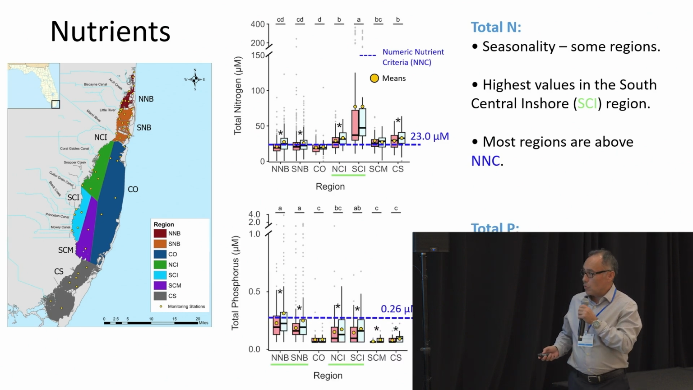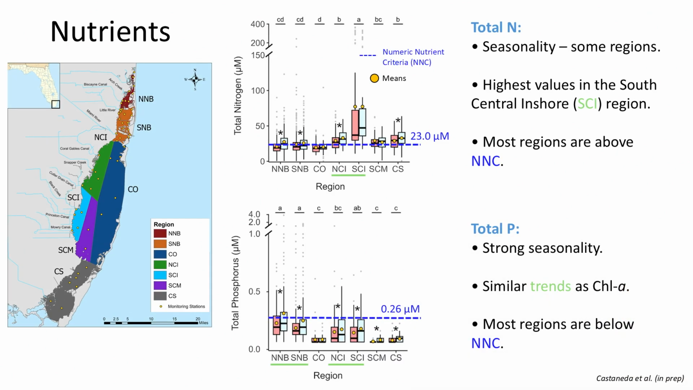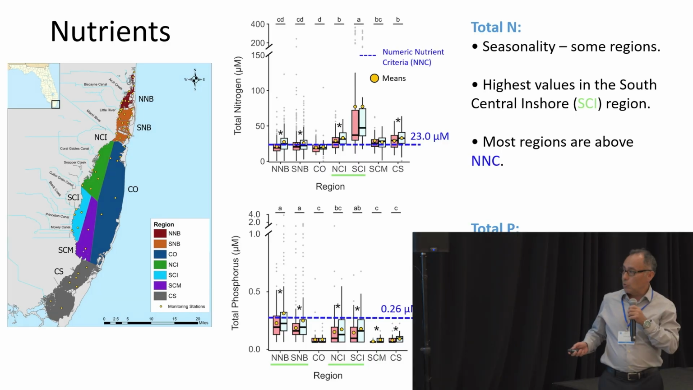In terms of phosphorus, again, we have a strong seasonality, with similar trends to what we observe in chlorophyll, and that gives us an indication that phosphorus is the main driver of the chlorophyll patterns that we have here in the bay. Most of the regions are below the nutrient criteria of 0.26.